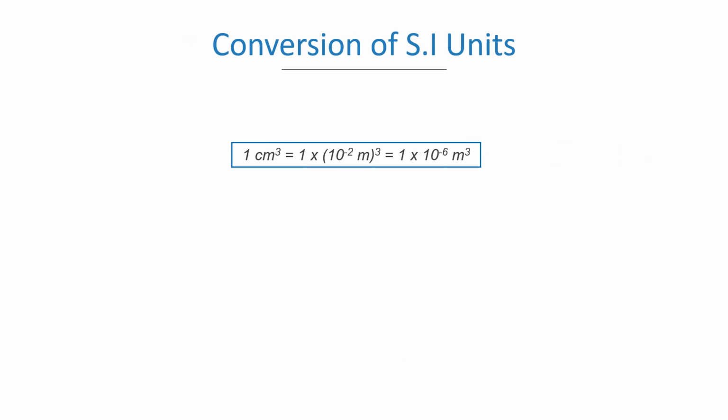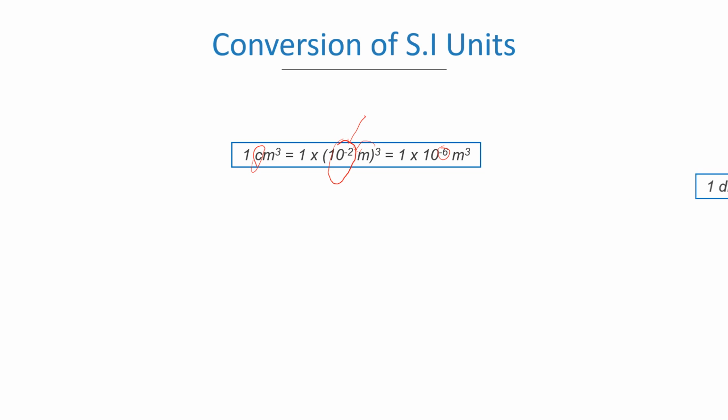Next we have to convert SI units. For the conversion of SI units, we can see here 1 cm cubed equals 1 times 10 to the power of minus 2 meter in brackets cubed, which equals 1 times 10 to the power of minus 6 meter cubed. Here we have c, centi. Centi we already know is 1 times 10 to the power of minus 2, so we just need to substitute the c with this value. Then we put it in brackets, and 3 times 2 equals 6.